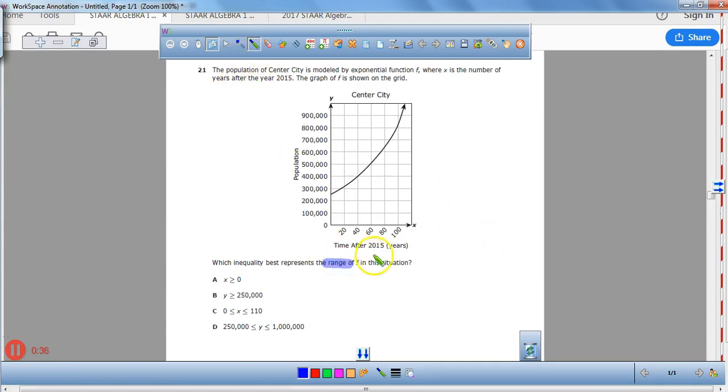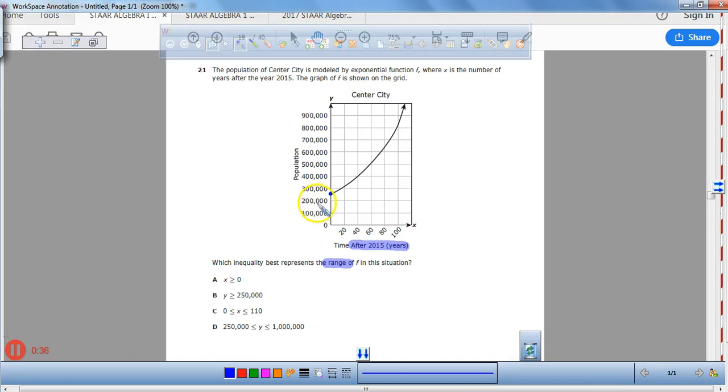Okay. And specifically, the range after 2015. So, right now, at 0 years after 2015, it looks like the range, the y value, is right about here, perfectly between 300,000 and 200,000. Okay, so right here, between that, I'm going to put a little line, between that perfectly would be 250,000, because that's perfectly in between.